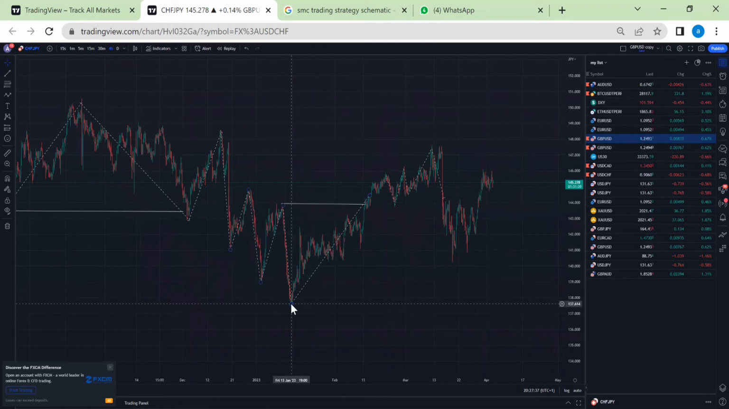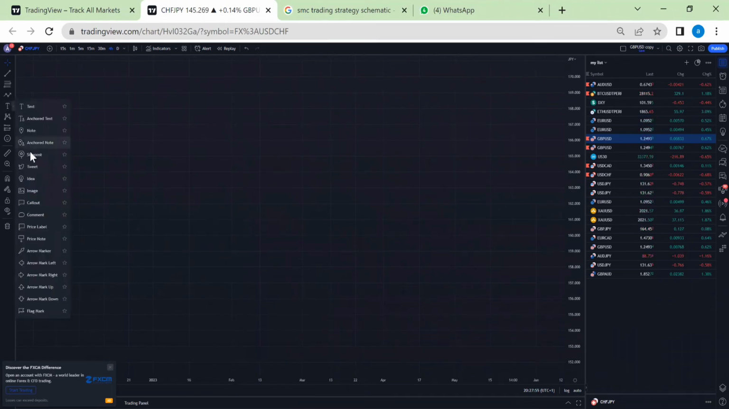But the major thing you have to understand is just the market structure. You have to understand internal and external structure. Okay, all right. Now let's go to the next topic. Our next topic is like a continuation of market structure.